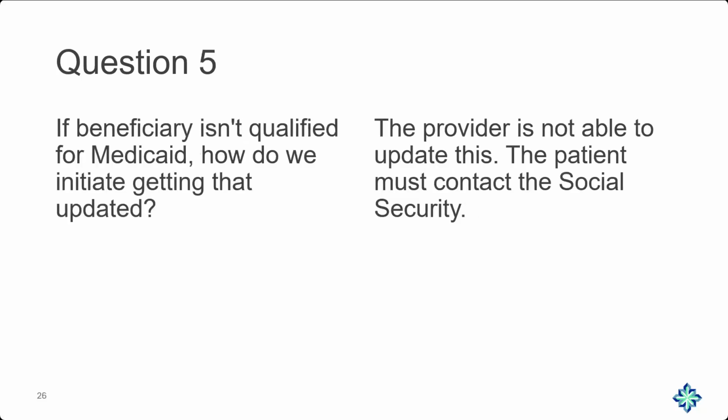So if the beneficiary isn't qualified for Medicaid, how do we initiate getting that updated? So I'm going to guess that this is currently on the file. And what that means by currently on the file is that it's on the eligibility file. So maybe the patient doesn't have Medicaid anymore. Maybe for whatever reason, they lost their Medicaid eligibility, their income levels went up, they adjusted things, they got married, whatever the situation is. So first, it's not something that Medicare can help you with. Now, Medicare being us, if the patient wants to update them, they do need to contact Social Security Administration and work with them to determine what needs to be done.